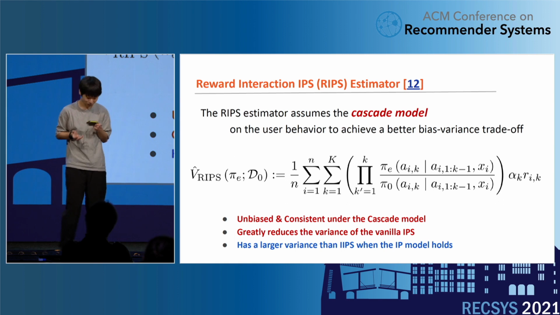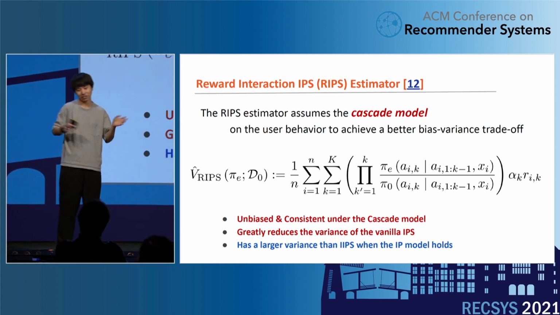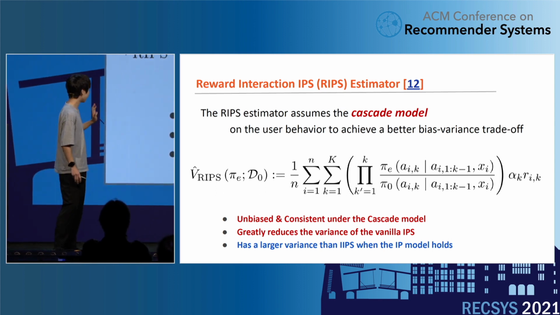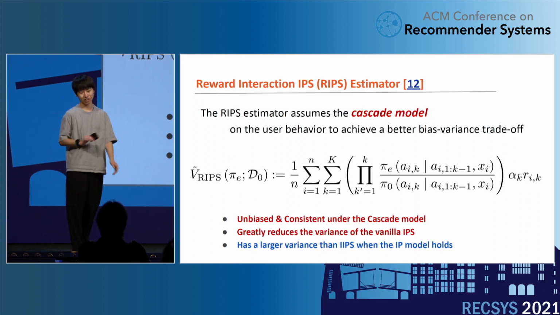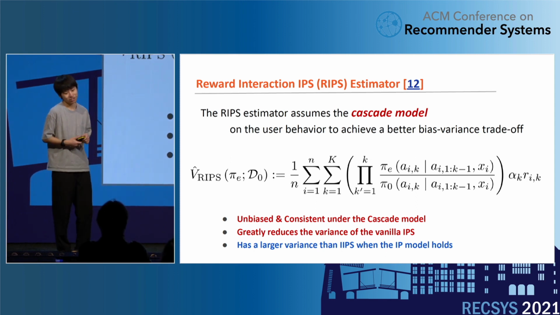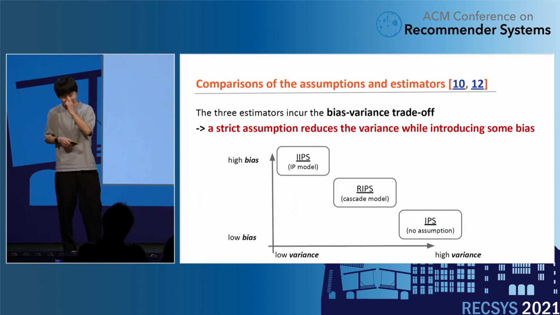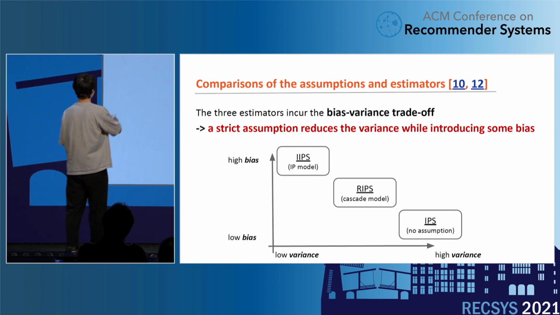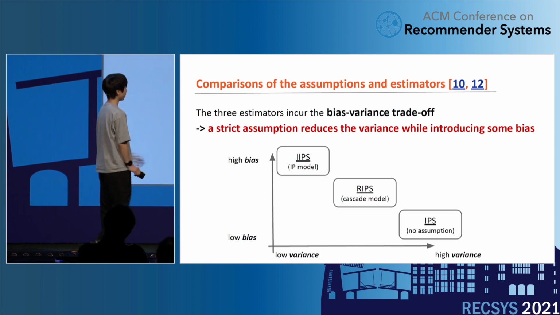And another great thing is that it greatly reduces the variance of the vanilla IPS, because we can now ignore some interactions in our list recommendation. But it could have larger variance than the independent IPS, because we now consider more interactions in the list recommendation compared to the very simple independence assumption. So here's truly the bias-variance trade-off, right? We see 3 estimators in the combinatorial action case, and this is another type of bias-variance trade-off.